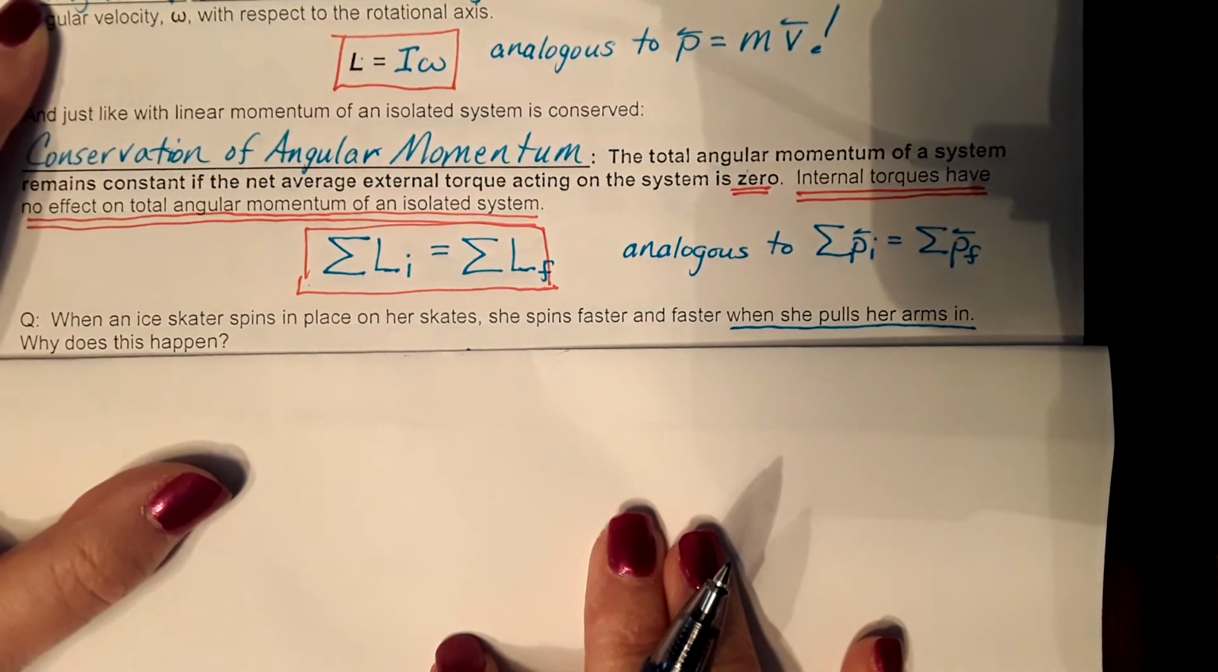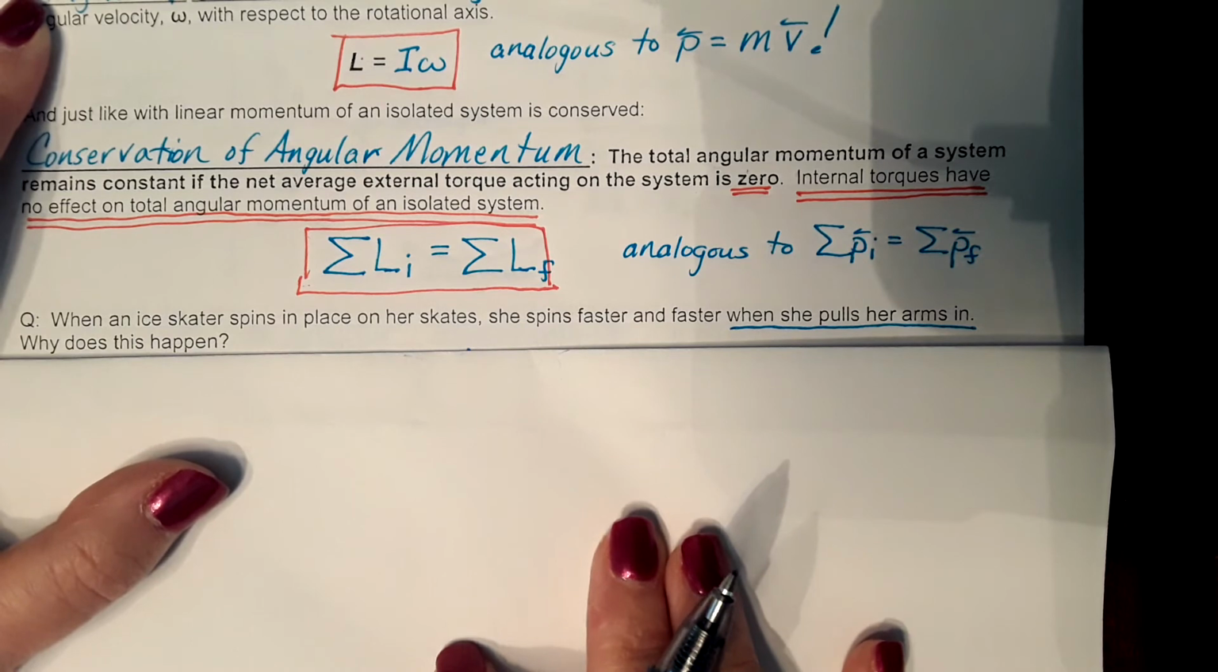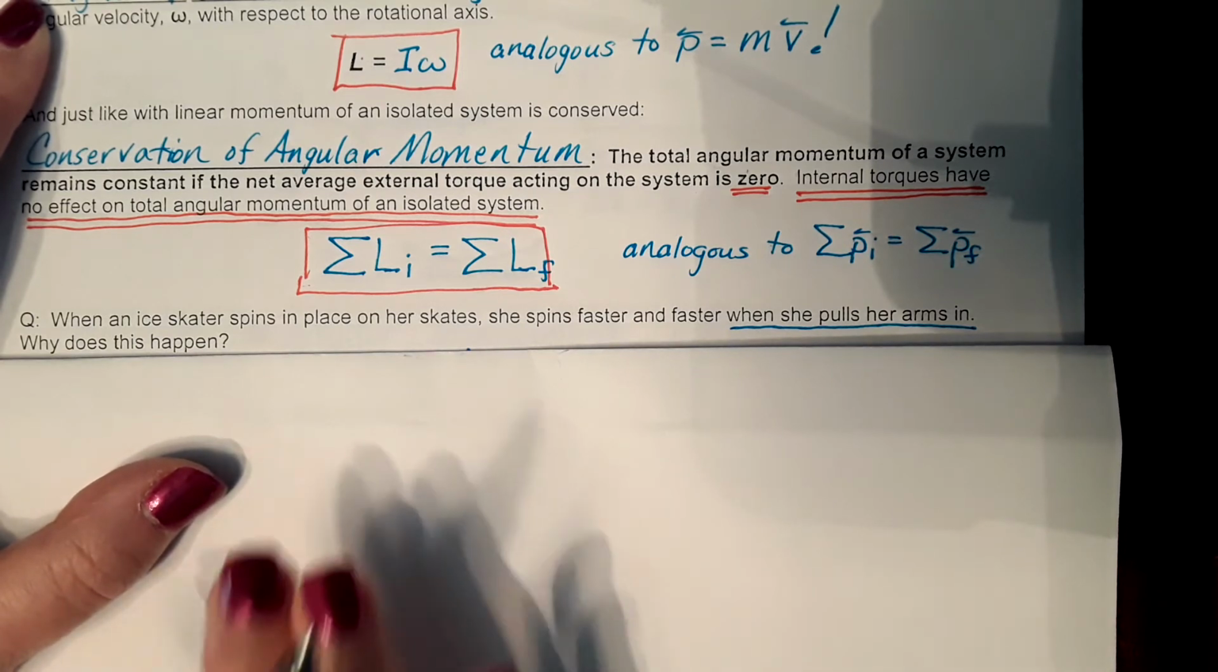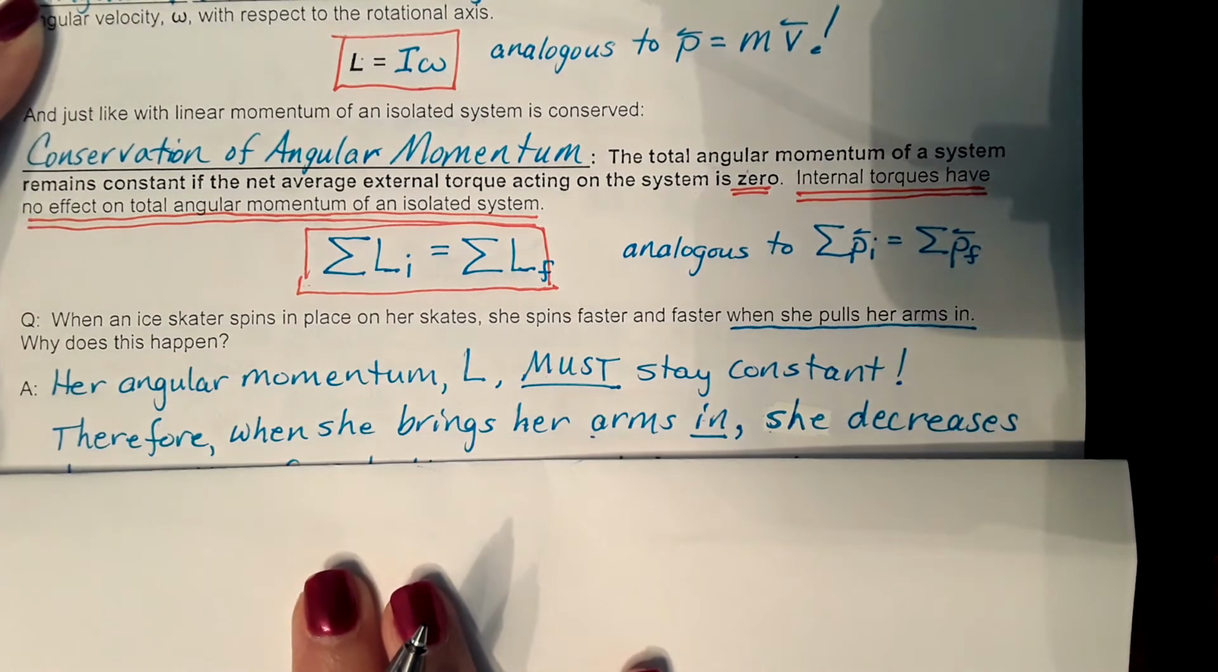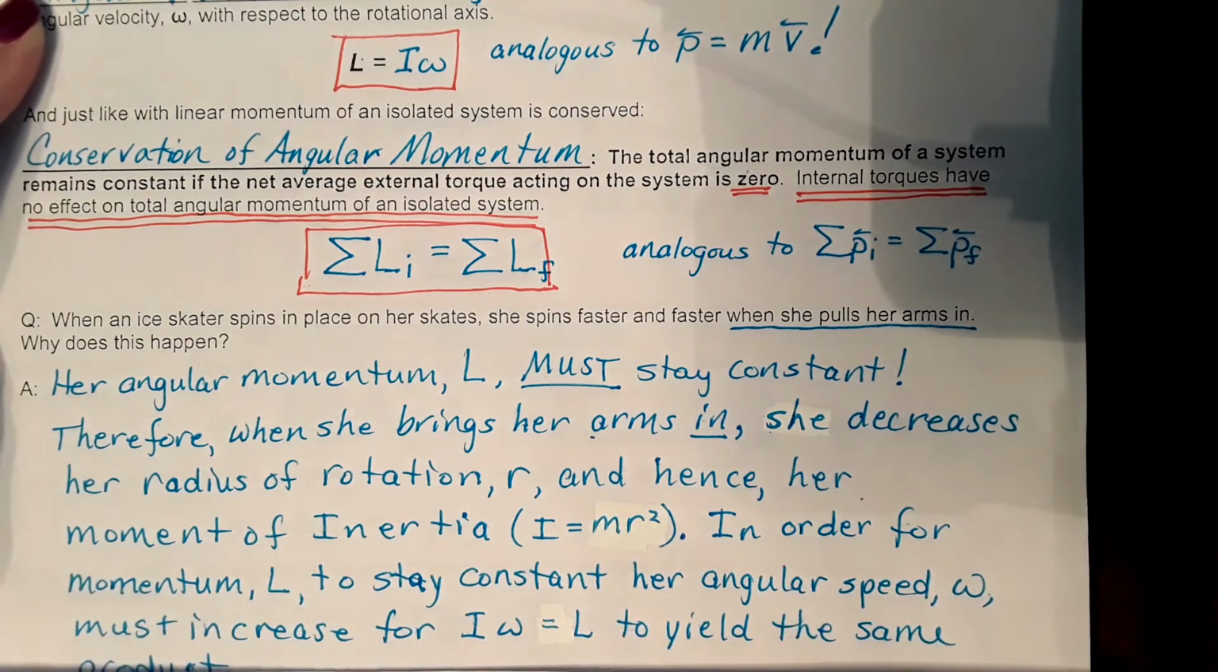It says, when an ice skater spins in place on her skates, she spins faster and faster when she pulls her arms in. And you may have seen that quite often watching the Olympics or any of the other skating competitions on TV. When the skater pulls her arms in towards her body, she speeds up when she spins on her skates. Why does this happen? Okay. Her angular momentum must stay constant.